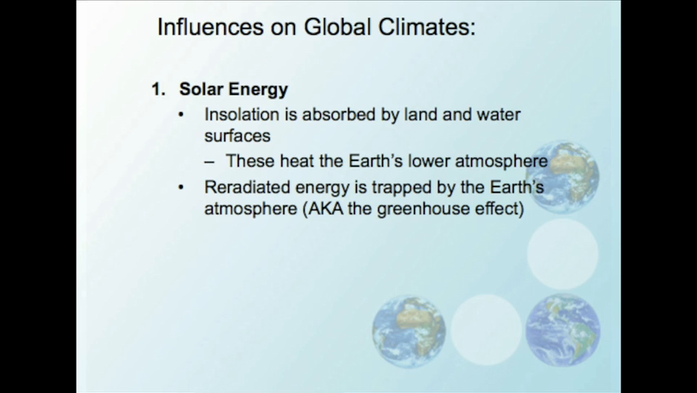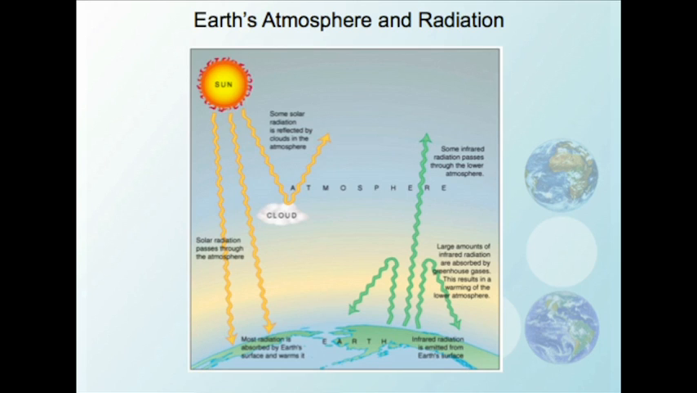Because of that, it's actually warmer the closer you are to the surface of the Earth, and as you go up in altitude, the temperature decreases. So that re-radiated energy then is sometimes trapped by the Earth's atmosphere. Different things within the atmosphere have different abilities to absorb that re-radiated heat. So things like water vapor and carbon dioxide have a great potential to trap that heat.